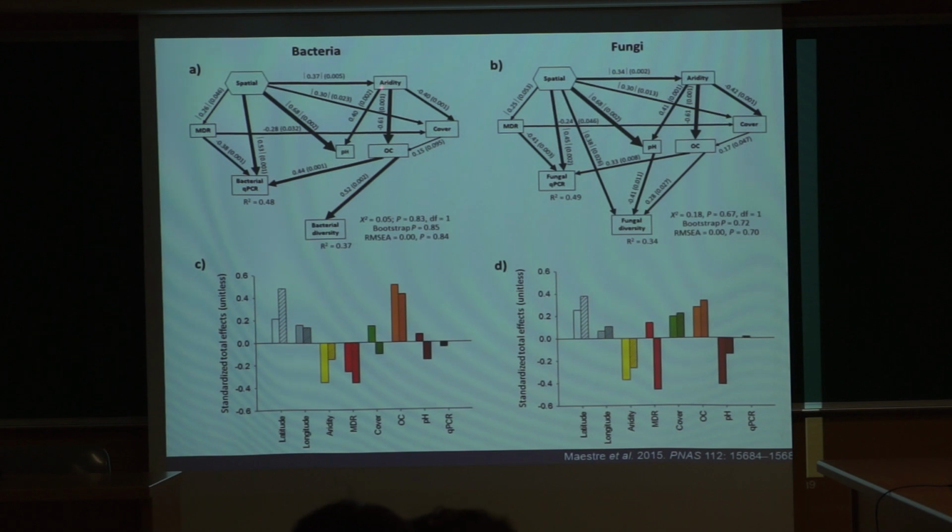So as I said before, you increase aridity, you reduce plant cover. This has a negative effect on the amount of organic carbon, which is strongly positively related to both the abundance and diversity of bacteria and fungi. In this graph, I'm just showing the standardized effects of the different predictors in the model, and you can clearly see the importance of organic carbon, particularly for bacteria.